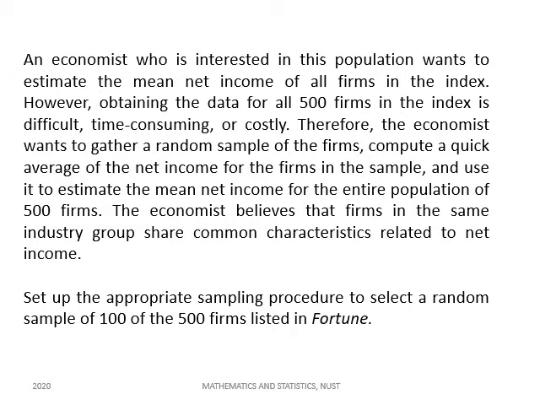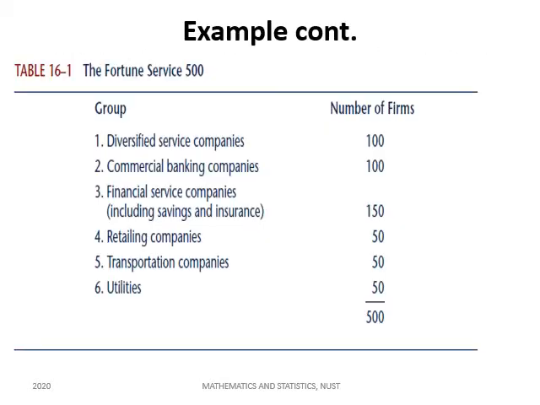Now most people always go to simple random sampling. Yeah, let's simple random, but it might not always be the best. Now this person is an economist, and according to what we have over here, they believe that firms in the same industry group share common characteristics related to their net income. So these are the groups of the companies that we have.